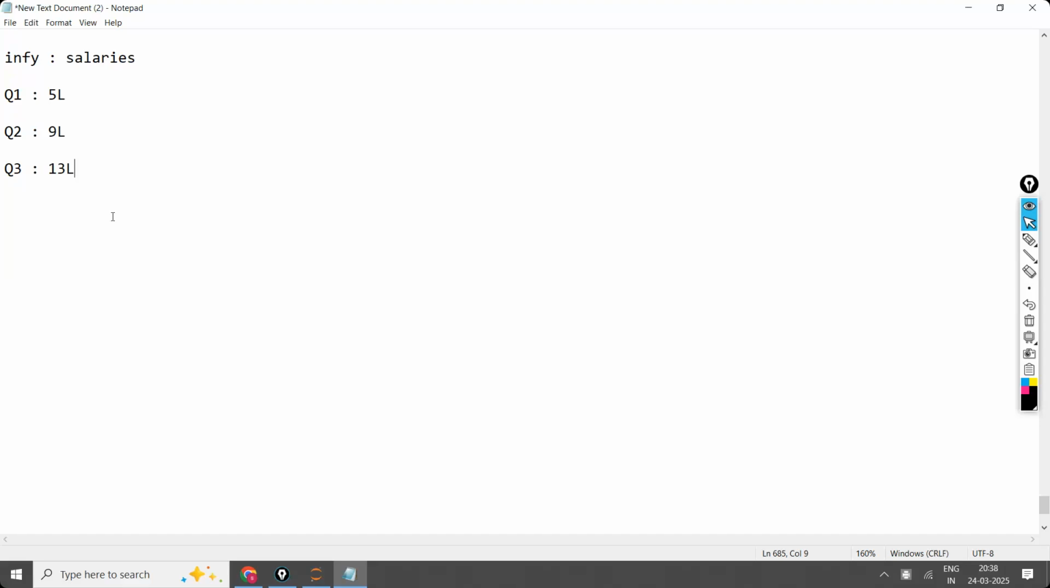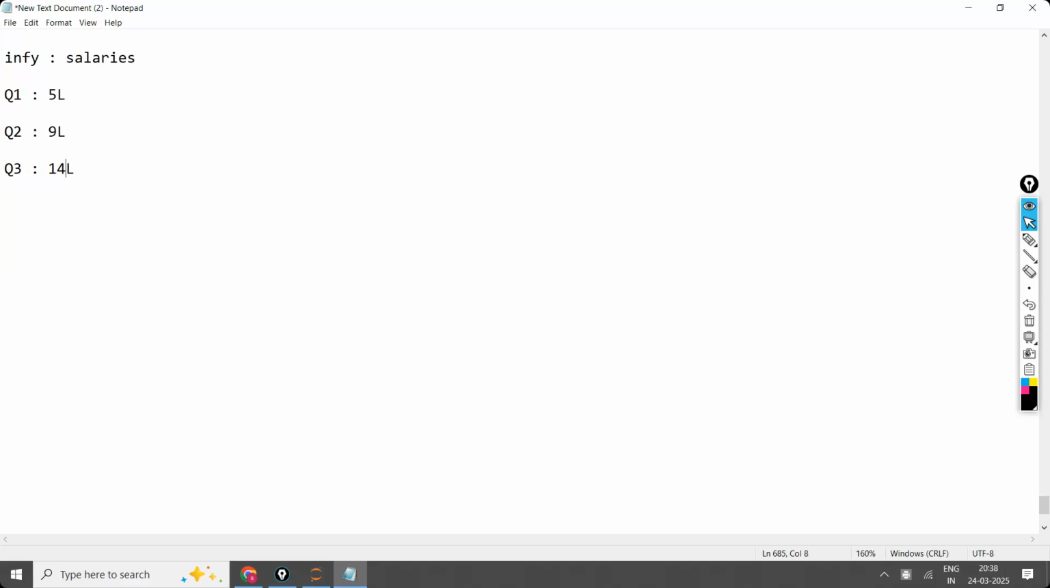Now what is the meaning of this? If this is the case, you are having something like this. It means in the company Infosys, 1/4 of the people who are working in the company, their salary is less than 5 lakhs only. Point is clear?